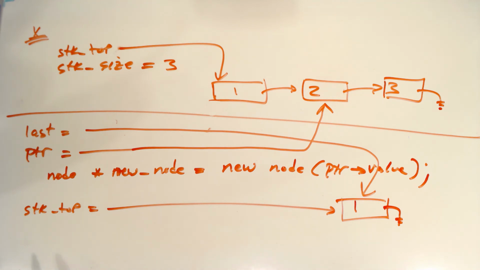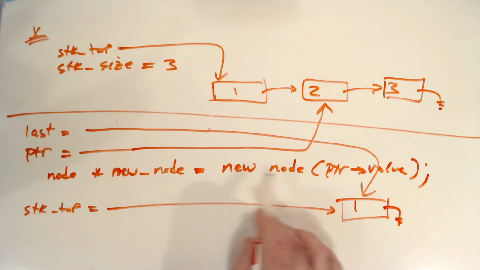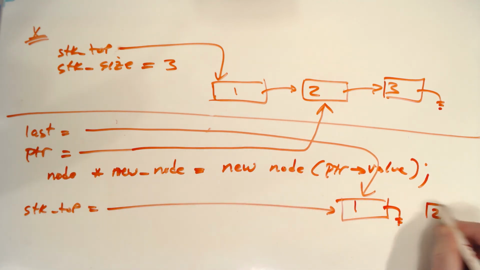Now what happens? We allocate another new node. So we're going to say new node pointer, right arrow value. This time, that new node is going to have a 2 in it because we've moved pointer over, right? So there's going to be a 2 over here somewhere. All right.